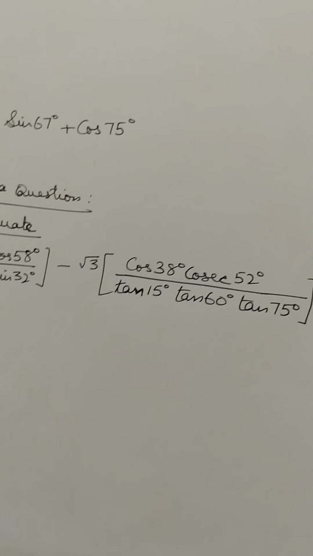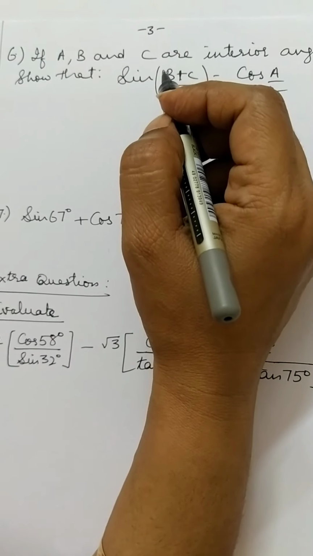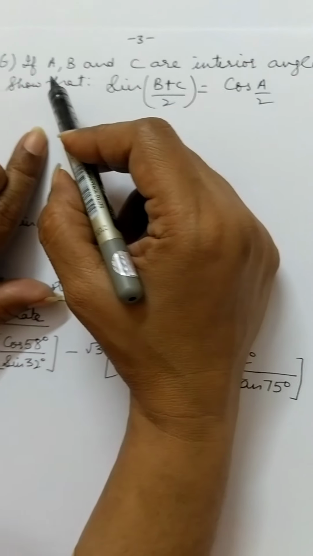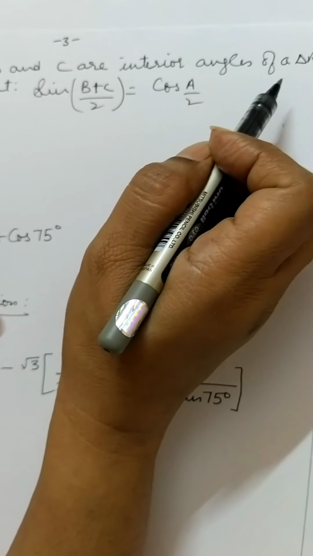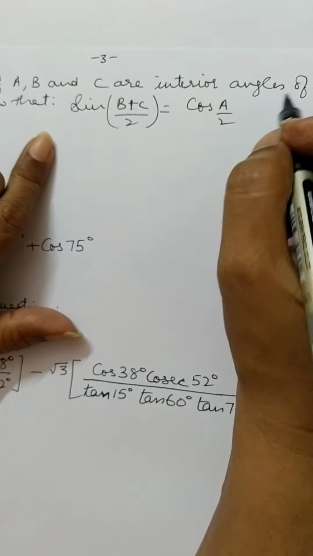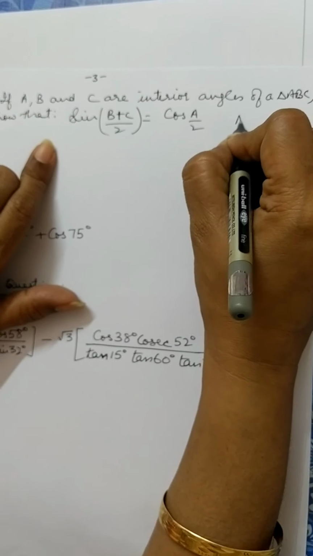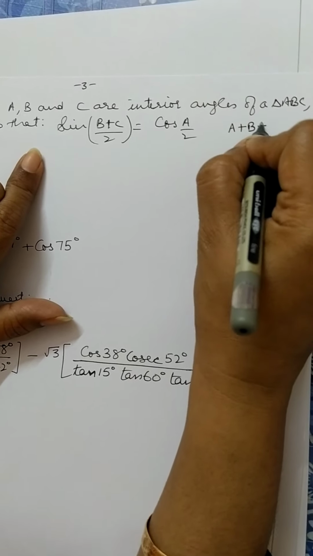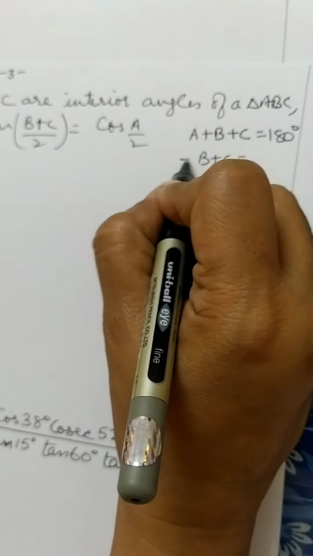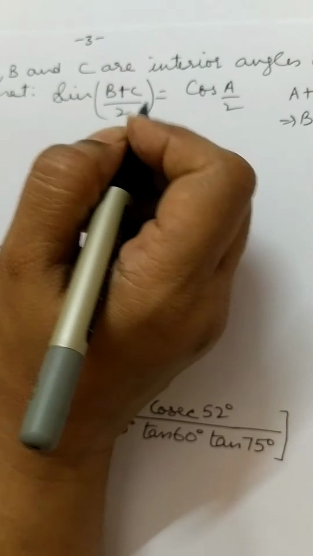Next, let us start question number 6. Question number 6, it's on page number 190 of your textbook. If A, B and C are interior angles of a triangle ABC, then you have to show that sin (B plus C upon 2) is cos A upon 2. Since A, B and C are interior angles of a triangle ABC, by angle sum property, A plus B plus C will be 180 degree, or we can say that B plus C is 180 minus A. So we have to prove this expression.